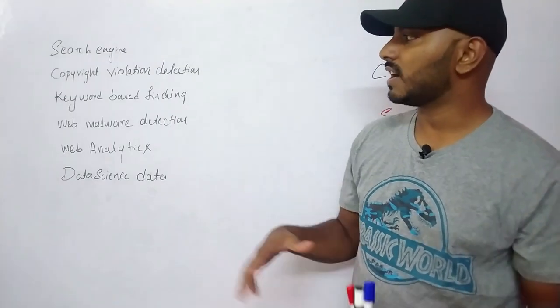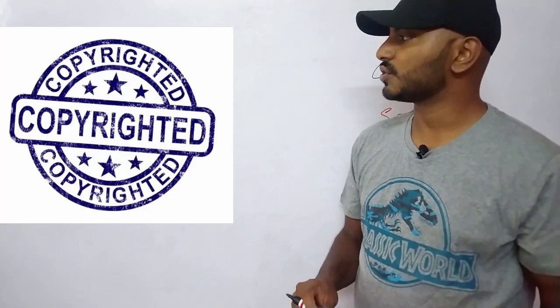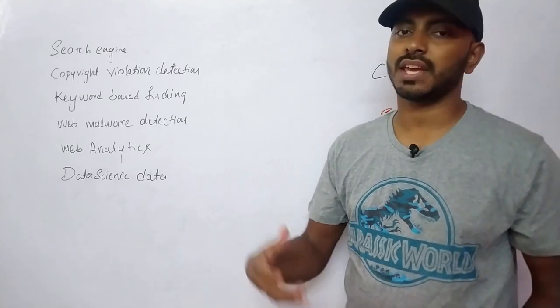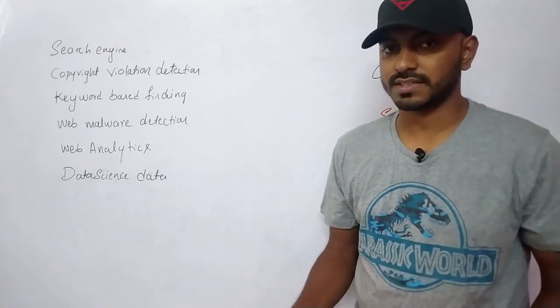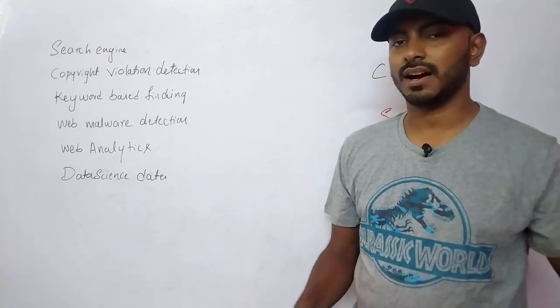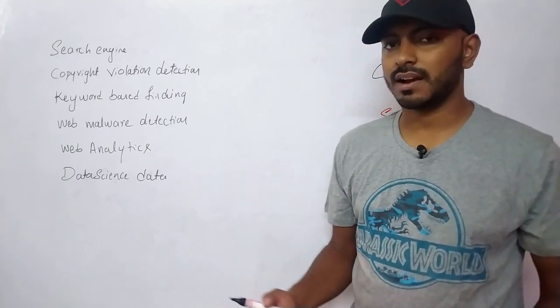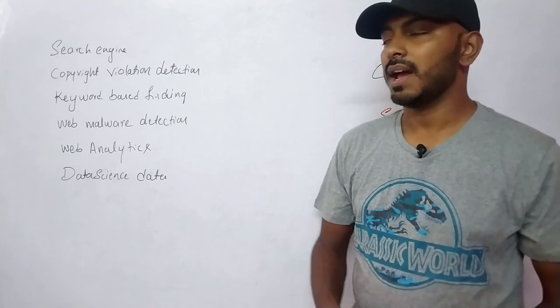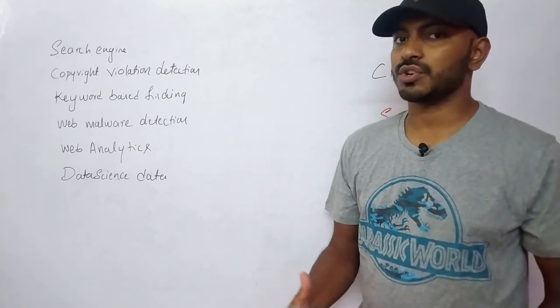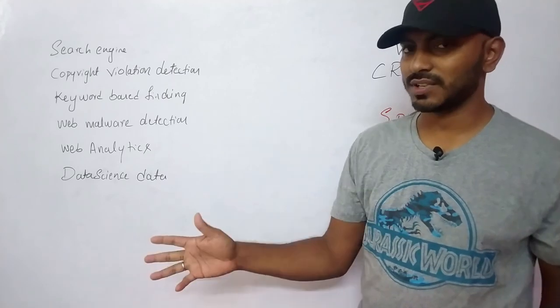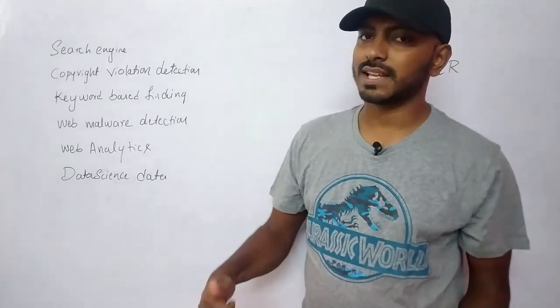The second one is copyright violation detection. This is to find copyright-violating content on the internet. Say, for example, you are an artist and you have an mp3 file which you composed, but maybe some people are using it without your permission. This tool helps you find who is using it, and then you can send a notice or sue them. That's one of the use cases.